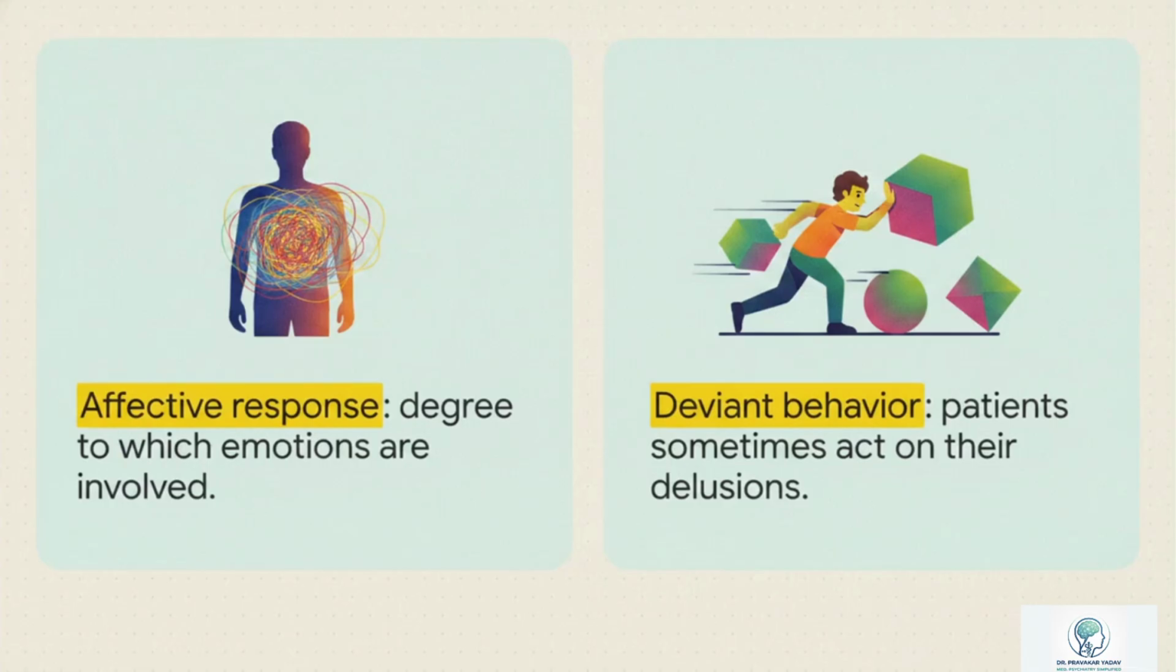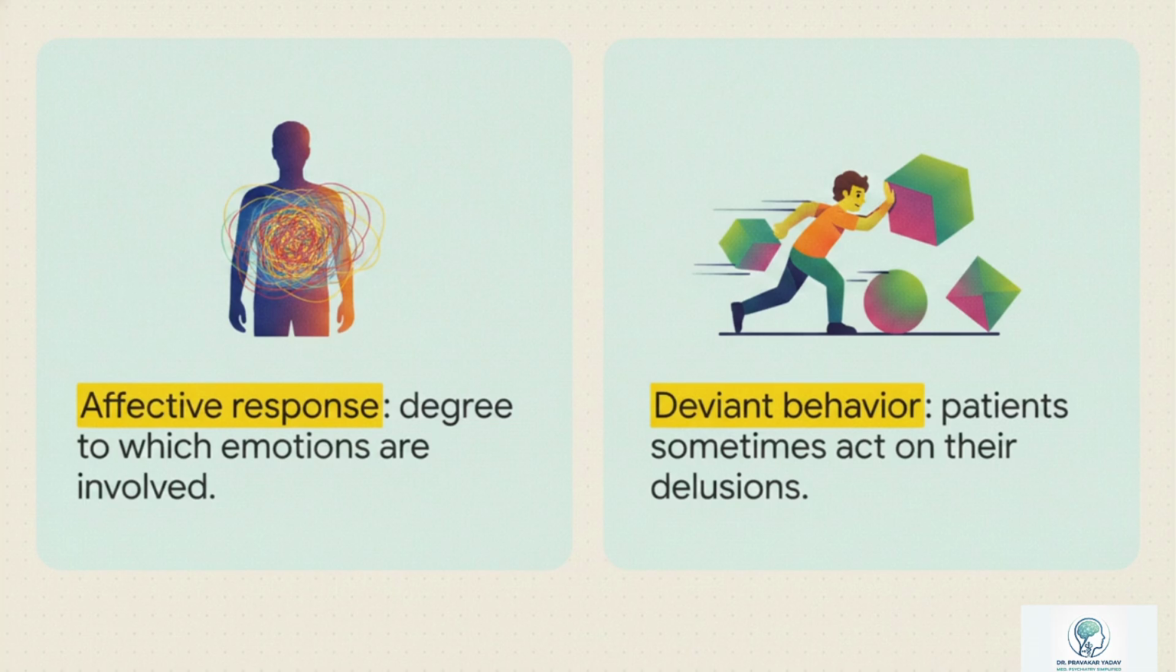To give clinicians a complete profile, the sources suggest two additional dimensions. First is the affective response. That's the intensity of the patient's emotional involvement, and it spans a massive spectrum. A patient might have an intense delusion but display this totally inappropriate indifference, which you sometimes see in schizophrenia, or they might be in a state of stark terror, like in states of delirium tremens.